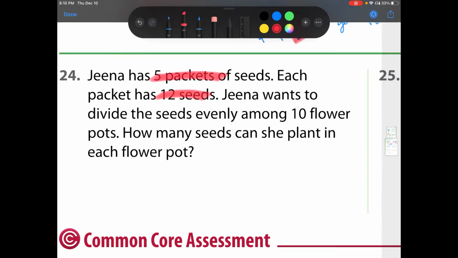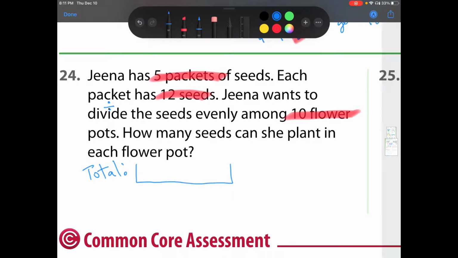So now number 24. Gina has 5 packets of seeds. Each packet has 12 seeds. Gina wants to divide the seeds evenly among 10 flower pots. Now I see that word divide, so we're probably going to do some kind of division in this problem. Then it says how many seeds can she plant in each flower pot? So what do we need to do? First we need to find our total number of seeds. And it's telling me there's packets.